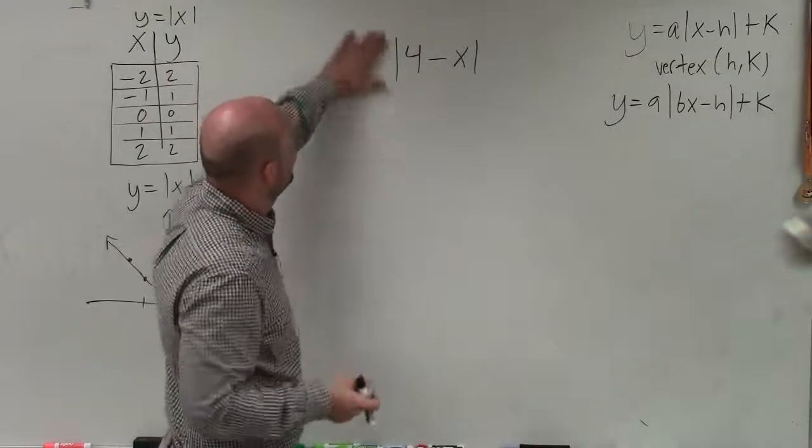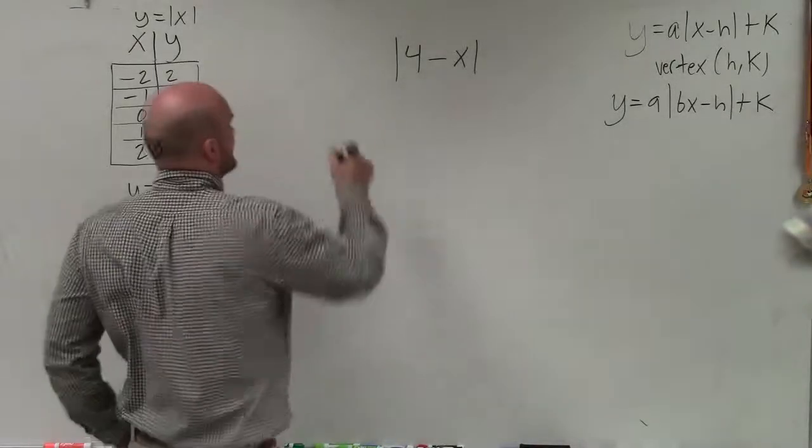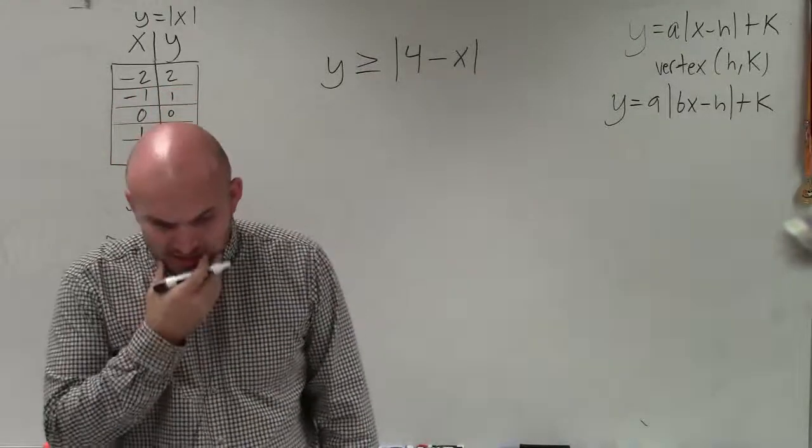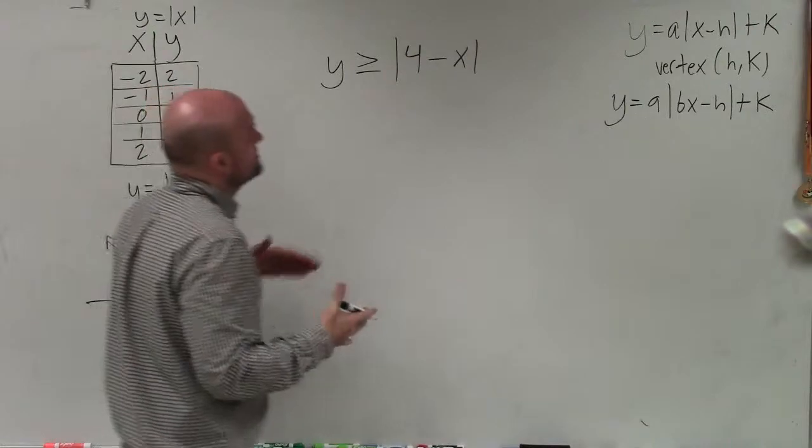Forgot to write the inequality sign. This one is y is greater than or equal to the absolute value of 4 minus x. So what I like to do is go ahead and graph this. Now, we notice we're doing 4 minus x.